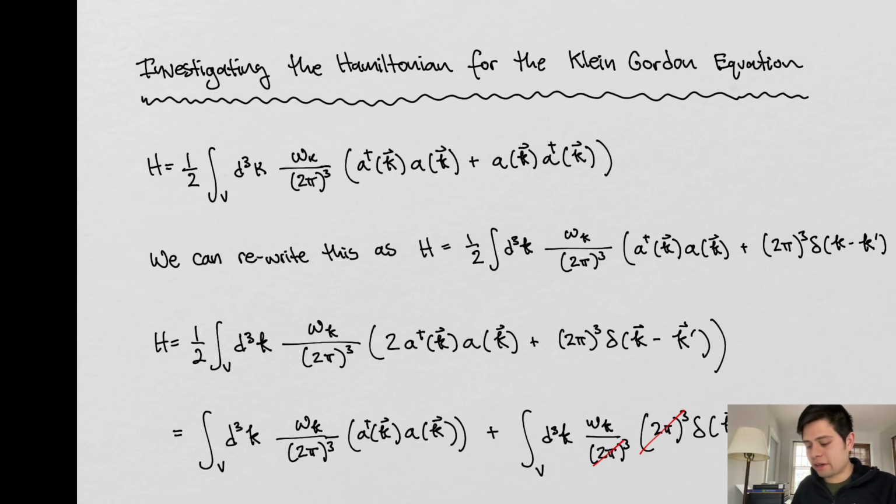So today we're going to be talking a little bit more about the Hamiltonian for our Klein Gordon equation, and we're going to find out something very interesting today about the ground state energy of our Klein Gordon system.